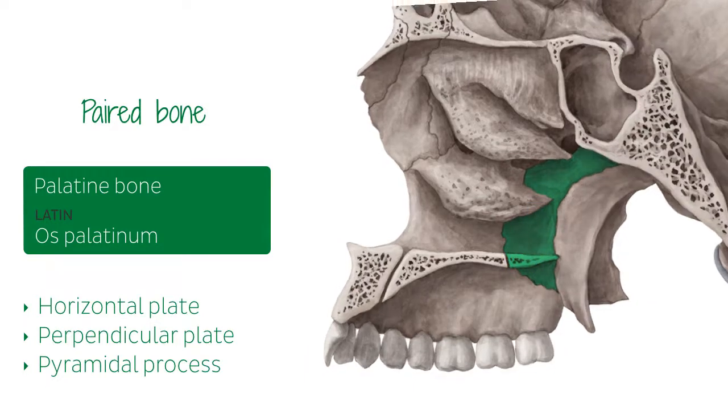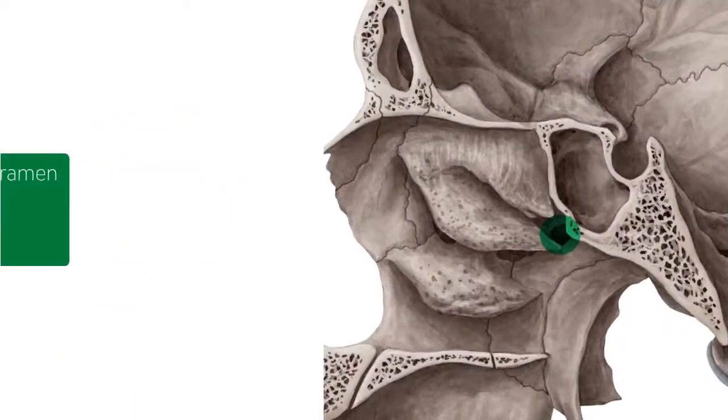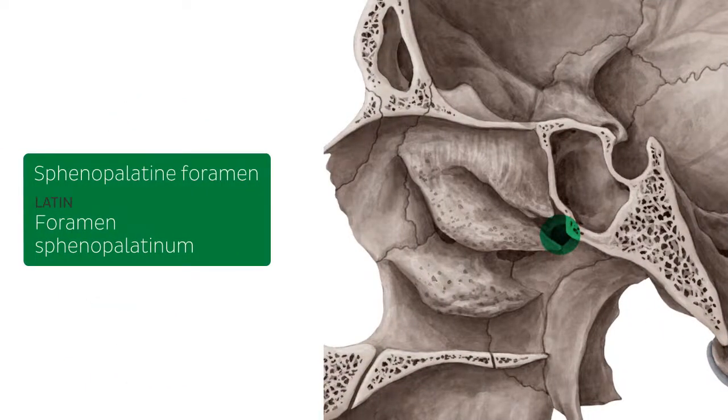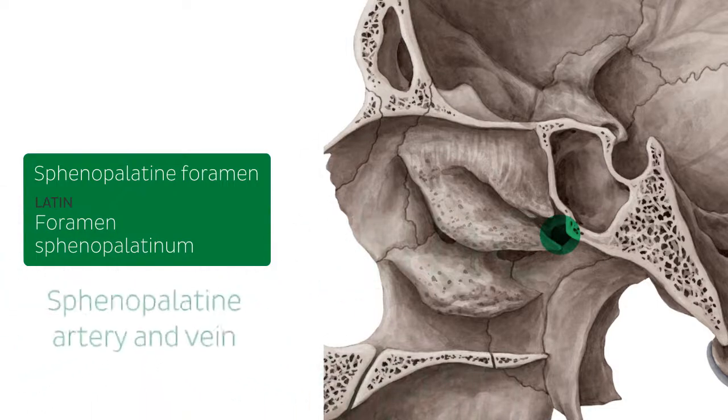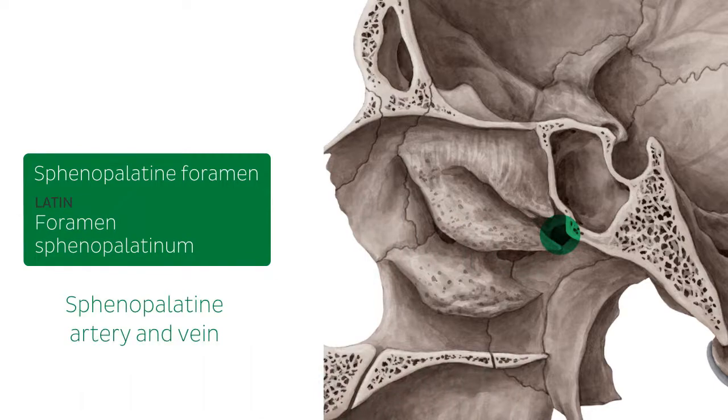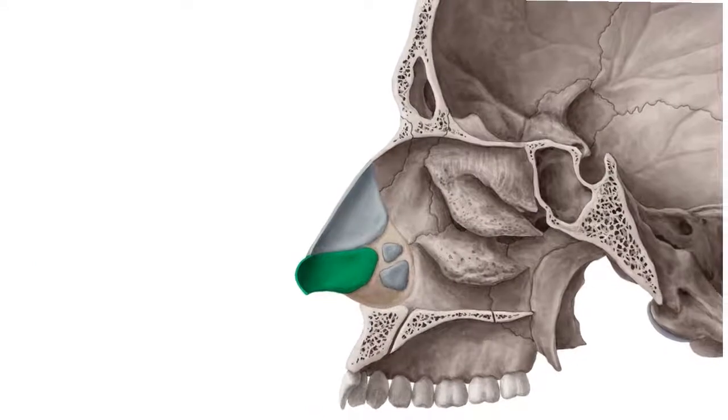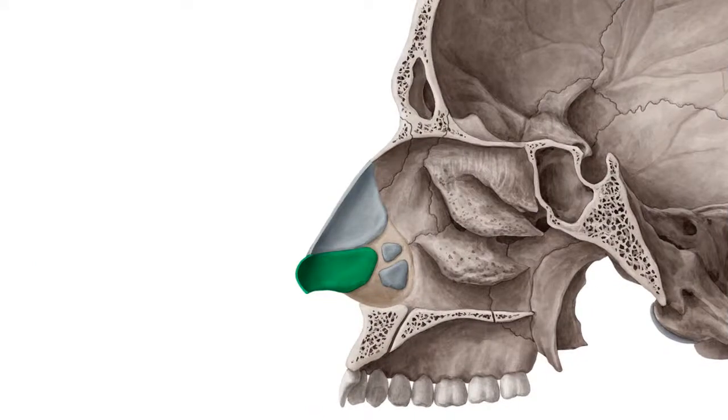The perpendicular plate and the pyramidal process of the palatine bone form a deep notch, which becomes the sphenopalatine foramen when it is crossed by the inferior surface of the sphenoid bone. This foramen connects the nasal cavity with the pterygopalatine fossa. The vessels passing through this foramen include the sphenopalatine artery and vein and the nasopalatine nerve. So far, we have covered the bony structures that form the lateral wall of the nasal cavity.